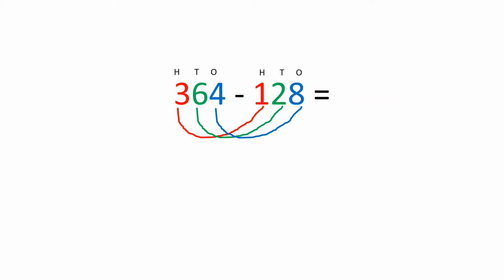Now, let's look at a new equation. 364 subtract 128. First, we must decide which strategy to use. 300 subtract 100 is equal to 200, which we can calculate without regrouping. 60 subtract 20 is equal to 40, which we can calculate without regrouping. The answer to 4 subtract 8 is less than 0, so we need to regroup. Therefore, we use column subtraction.